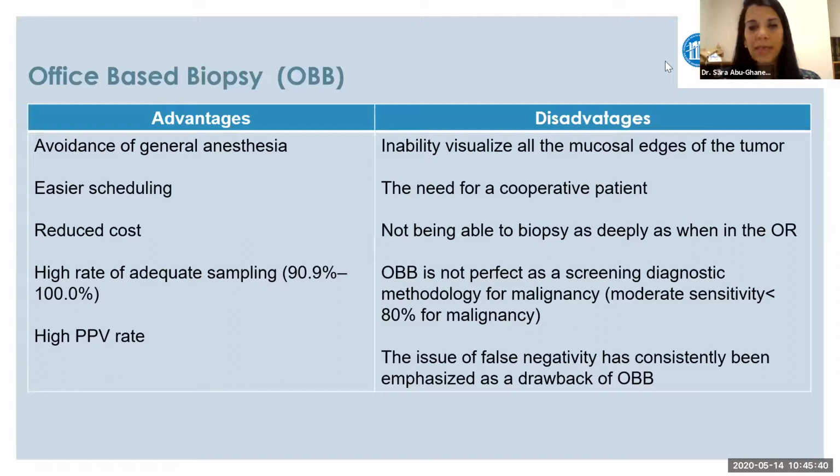The disadvantages is it's really difficult to assess if the lesion is pretty spread around. It's very hard sometimes to assess how much of it goes into the ventricle or how much of it goes down to the subglottis or infraglottis. You really need a patient that is cooperative to handle this biopsy in office. Sometimes it's difficult to get a good sample or a deep enough sample to know if it's indeed invasive or not. And the issue of false negativity is a very problematic thing when we discuss the in-office biopsy.